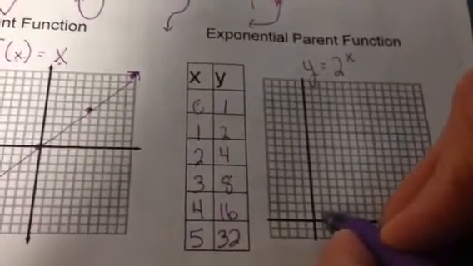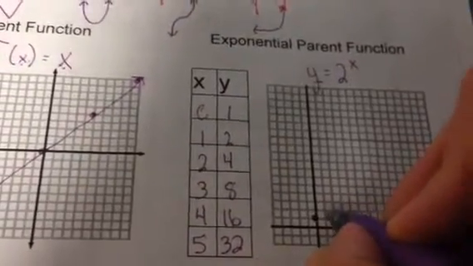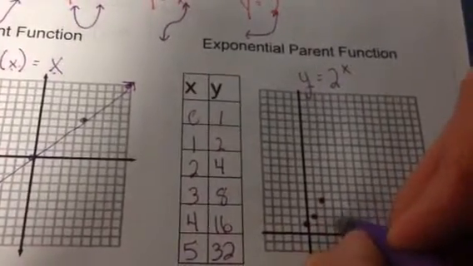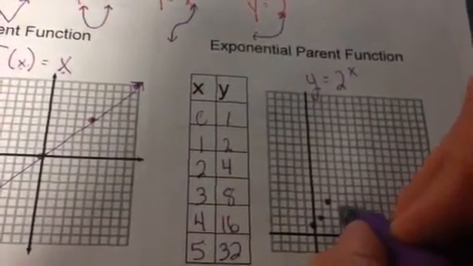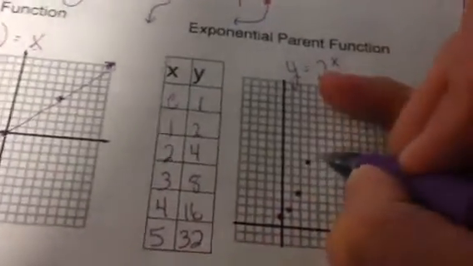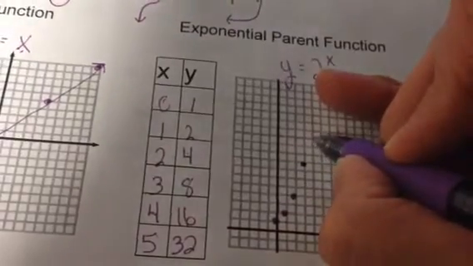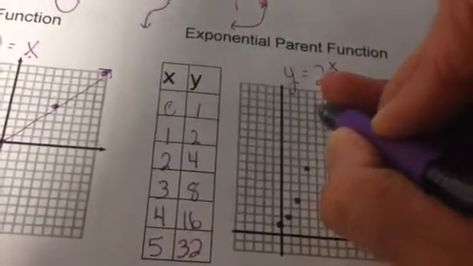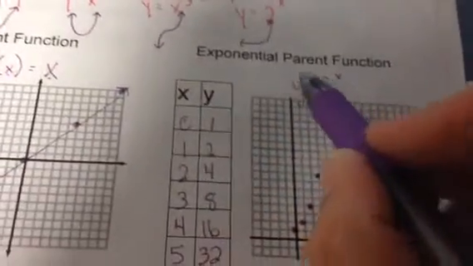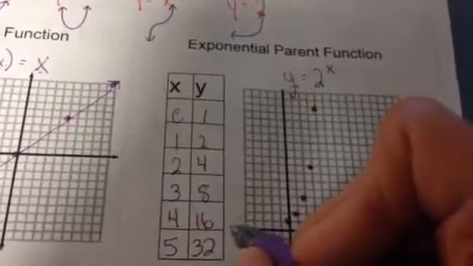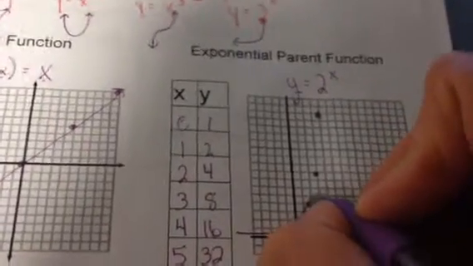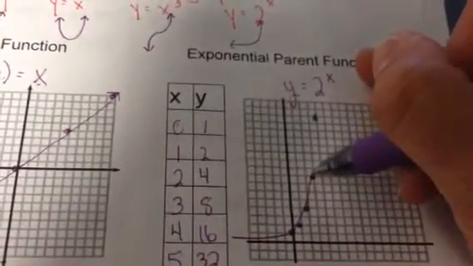Here's 0, 1, and then 1, 2, and 2, 4, and then 3, 8, 4, 16, about there. Hopefully I didn't miscount. And then we should know this shape now. This is a curve, and we talked about that funny word, the asymptote, so it's not going to cross there. Just make sure it stays above that x-axis. Okay.